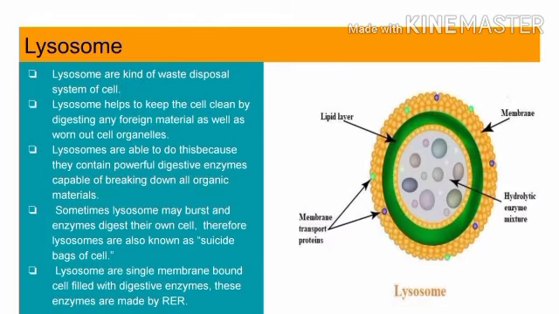Our next topic is lysosome. Lysosomes are a kind of waste disposal system of the cell. Lysosomes help to keep the cell clean by digesting any foreign material as well as worn out cell organelles. Lysosomes are able to do this because they contain powerful digestive enzymes capable of breaking down all organic materials. Sometimes the lysosomes may burst and the enzymes digest their own cell, therefore lysosomes are also known as suicide bags of cells.